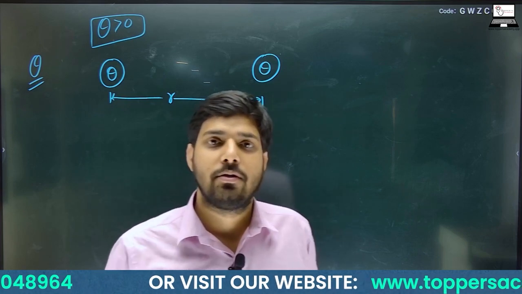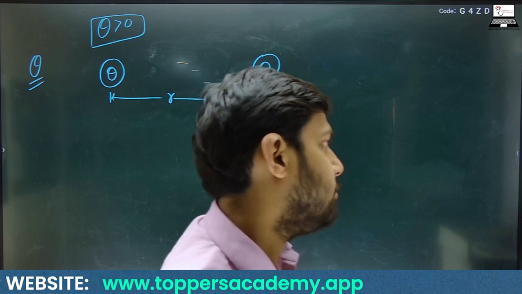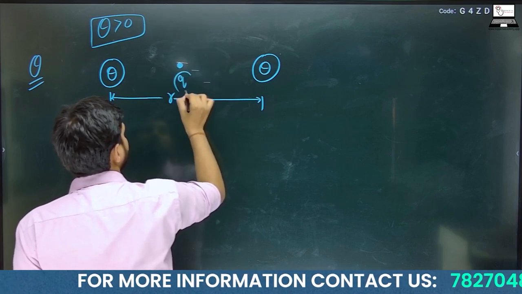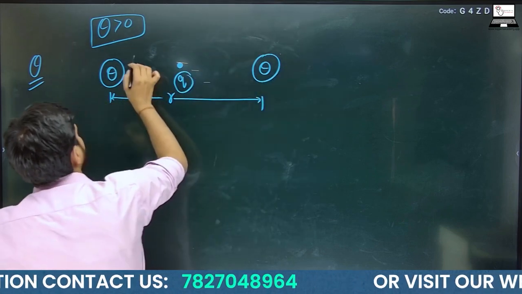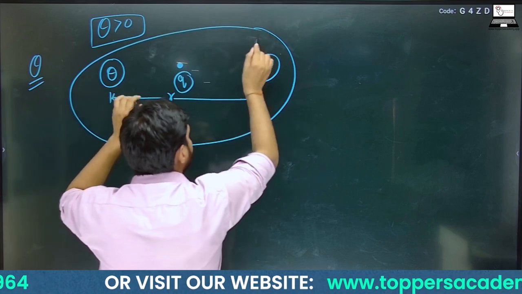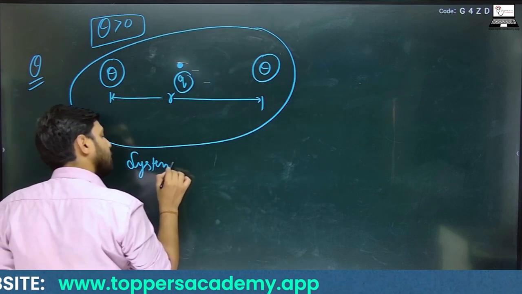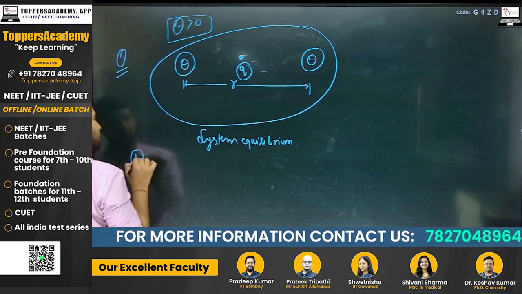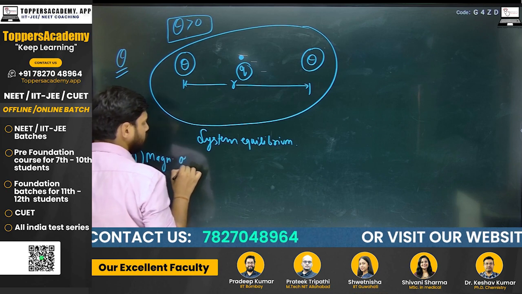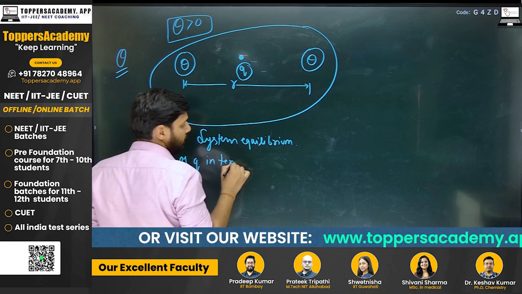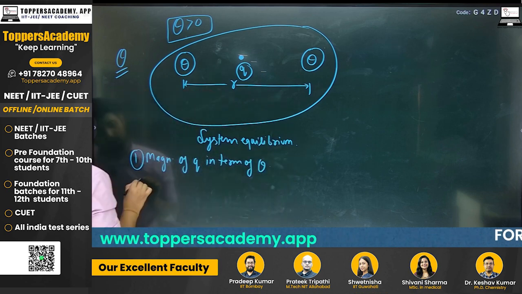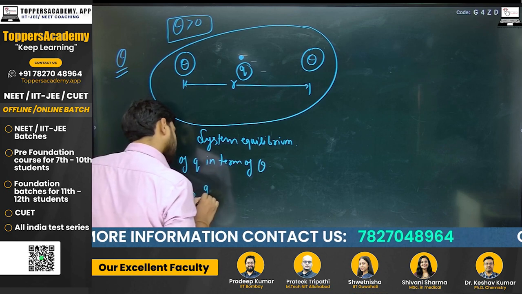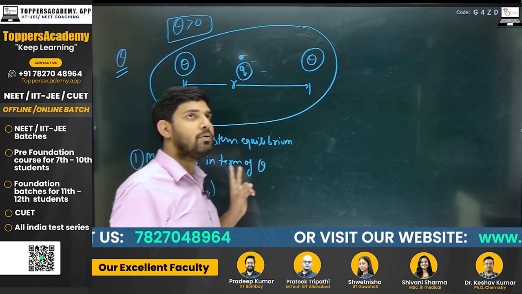So what we are doing right now is just taking one small q charge, and placing it in between like this, so that this whole system comes in equilibrium. Okay, so the question is, first thing is the magnitude of q in terms of capital Q. First question. Second question is the sign of small q. These are the two questions that you need to answer in this.